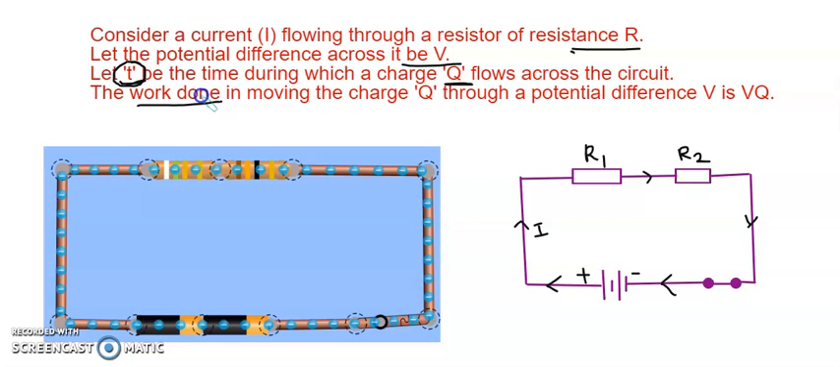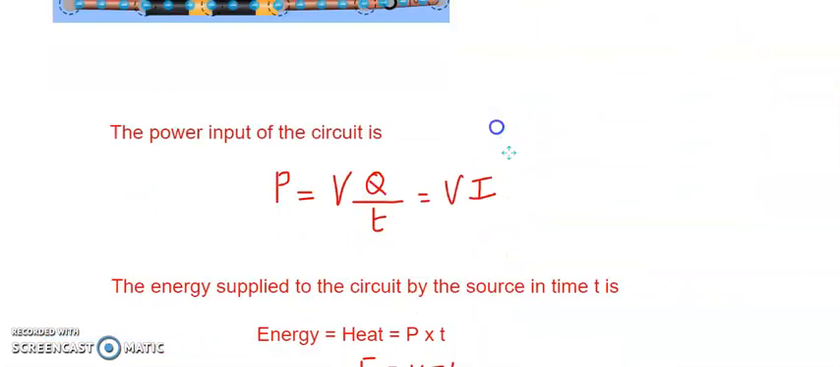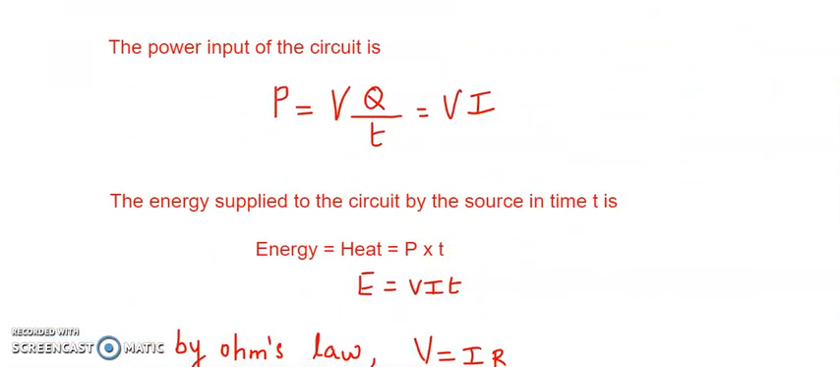So with respect to time, how much work is done, that is termed as power. The rate of doing work is called power. The rate of work done in pushing the charge across the circuit is called power. So power is equal to work done with respect to time. Work done or potential difference in electrical terms is V into Q divided by T. The amount of work done will be VQ upon T. We know that Q upon T is current, that is I. Okay. Now by Ohm's law, we are using this.